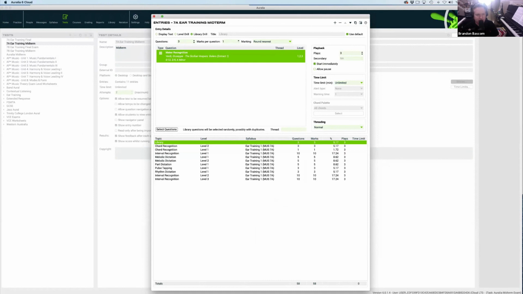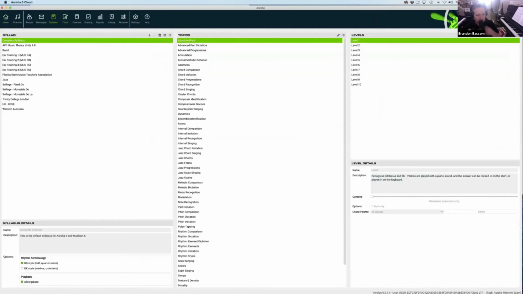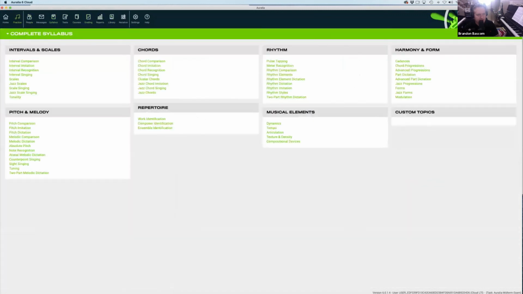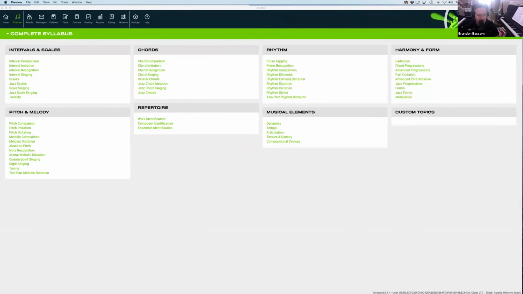So let me show you how to get there. When you open up Auralia, hopefully it will take you somewhere where you can click on the complete syllabus. And if you click on the word practice, there's your complete syllabus. Does everyone see that? Yes. So if I go back to that screenshot, I need to be practicing chord recognition level 1 and 2, interval recognition level 1, 2, and 3, melodic dictation level 1 and 2, part dictation 1, pulse tapping 1, rhythmic dictation 1. So I can go to chord recognition level 1, 2.